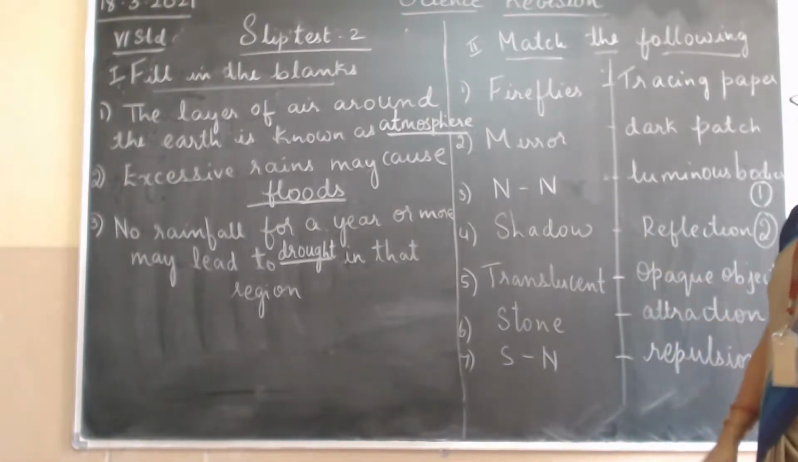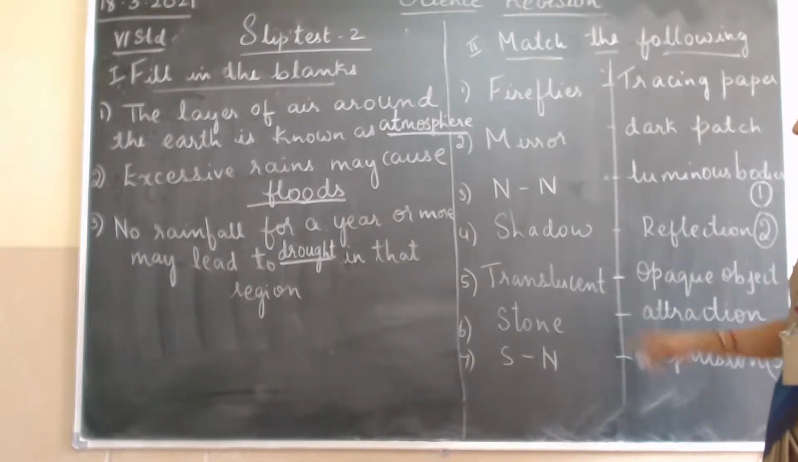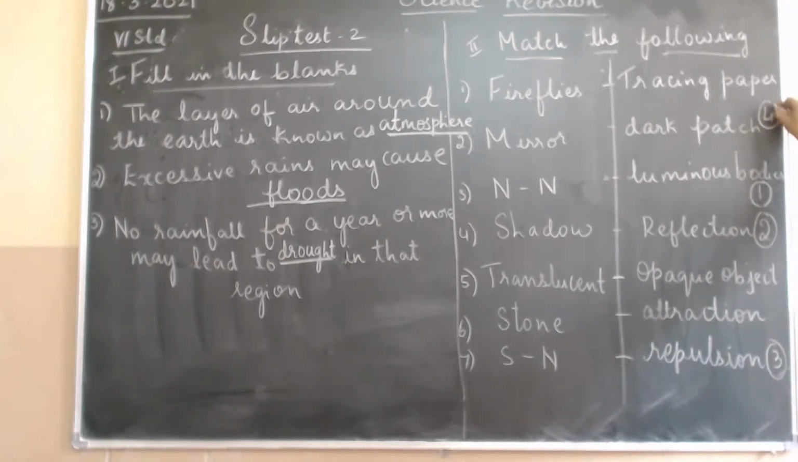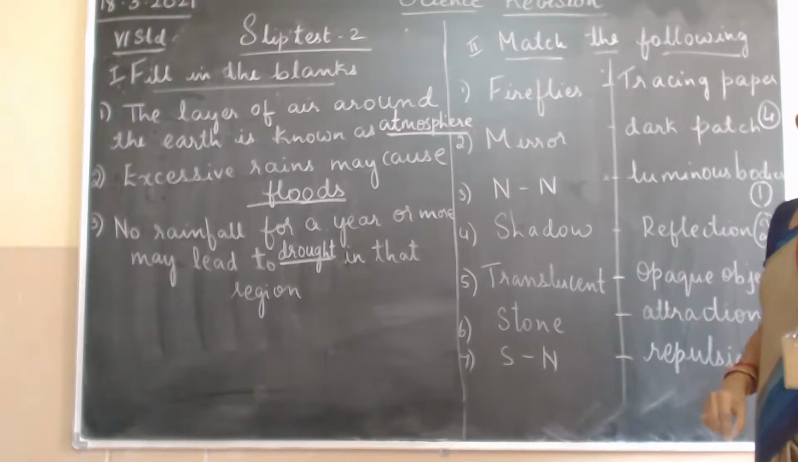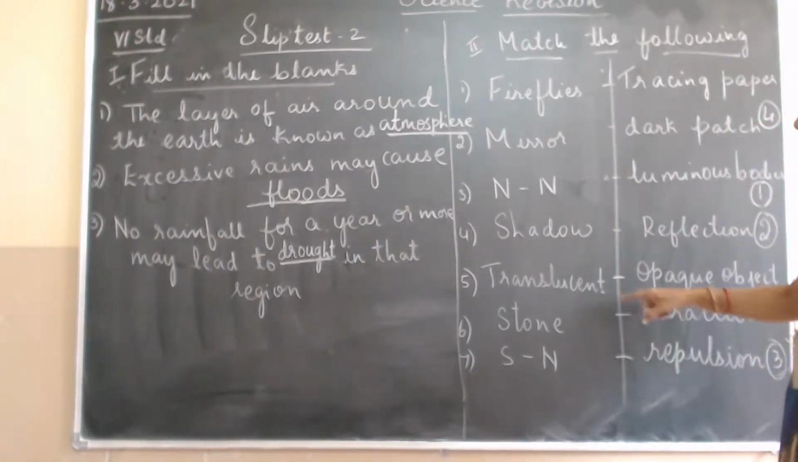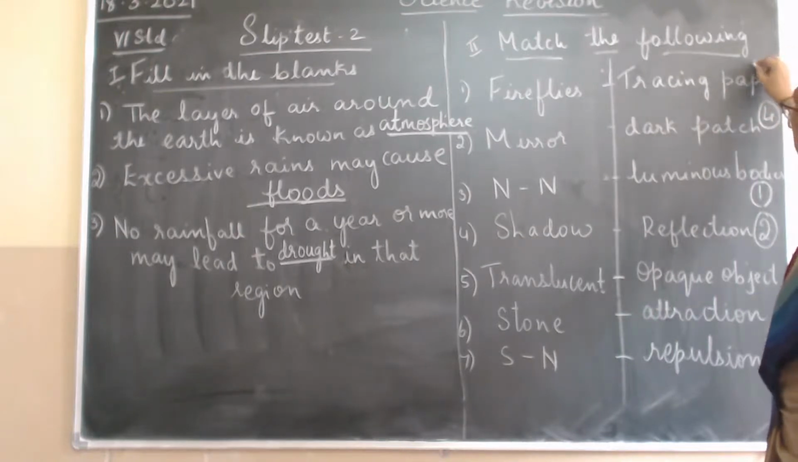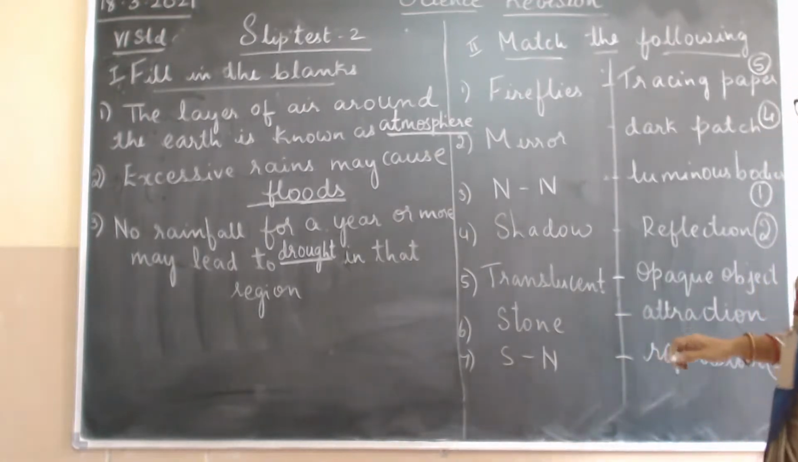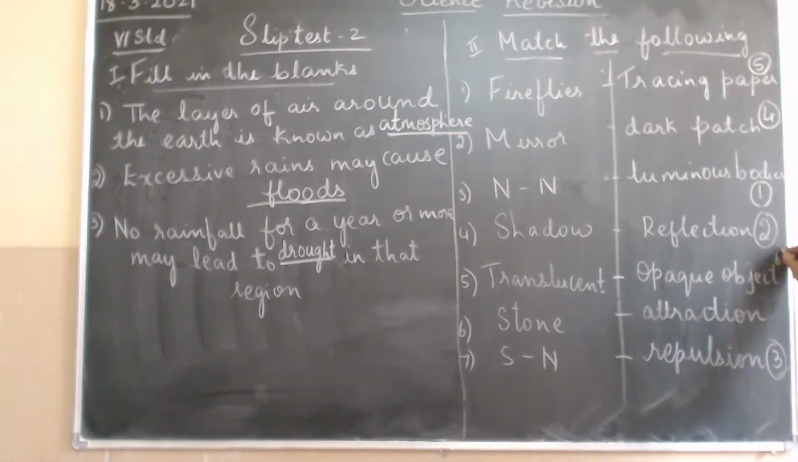Next, shadow. What is a shadow? It is a dark area or a dark patch which forms when any object comes in the path of light. This is the fourth one. Next, translucent. What does translucent say? Translucent materials are those through which light passes, but only partially. We have an example in column B: tracing paper. Next, stone. Stone is an opaque object which will not allow light to pass through it. So stone is number 6. And then south and north. These are two different, unlike poles. They get attracted. Okay, this is 7.